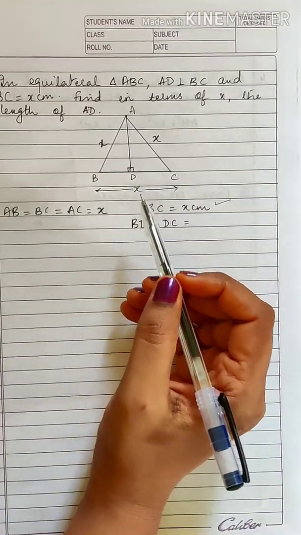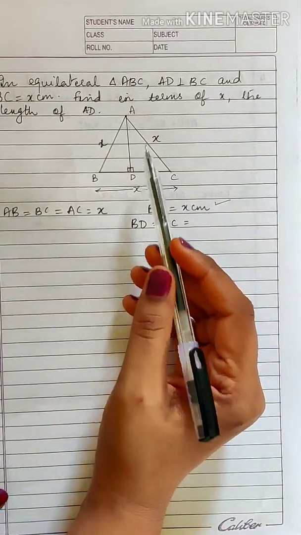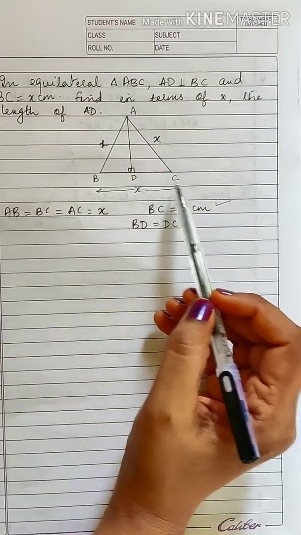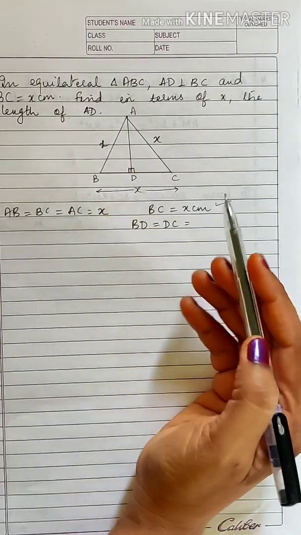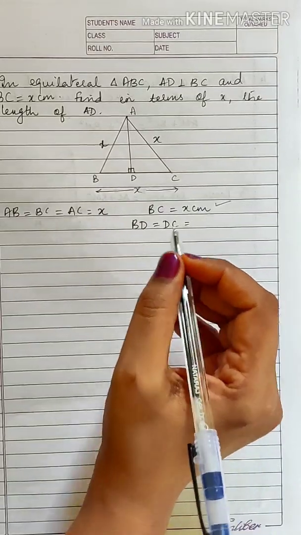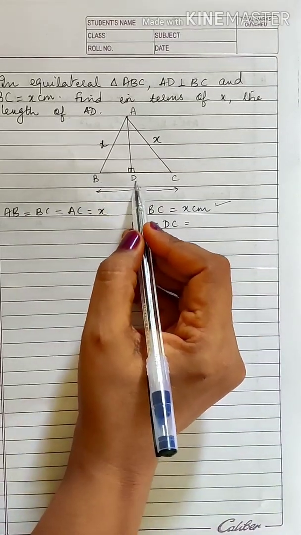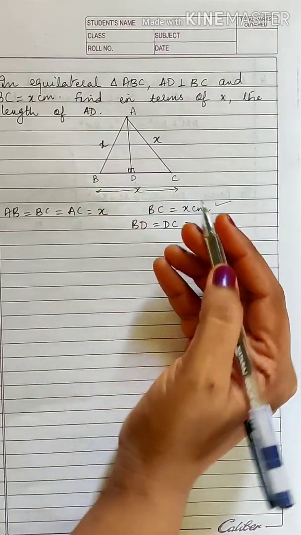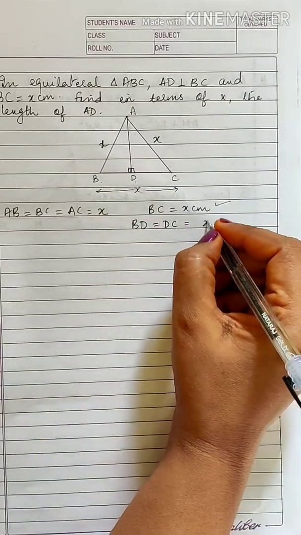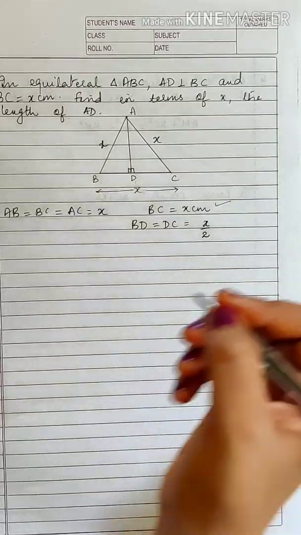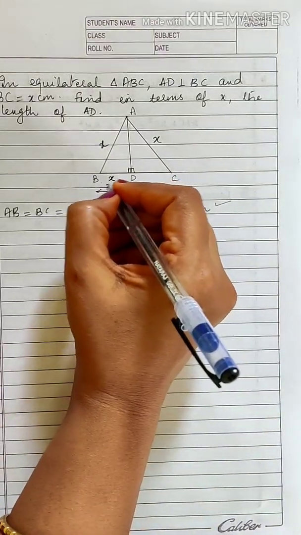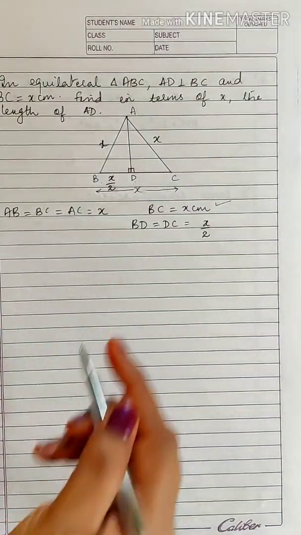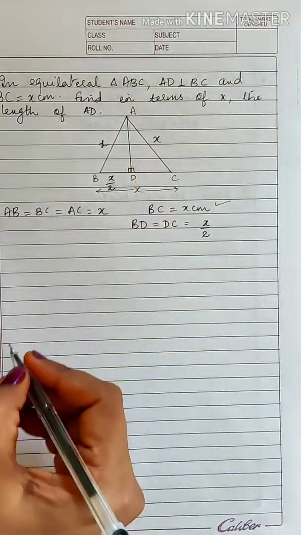Now you know the property of an equilateral triangle. When a perpendicular is dropped from the vertex on the base, it divides the base into two equal parts. That means BD will be equal to DC. You know already BC is equal to x. So BD is equal to DC will be equal to x by 2. So this will be x by 2. Now here you have to find the length of AD.